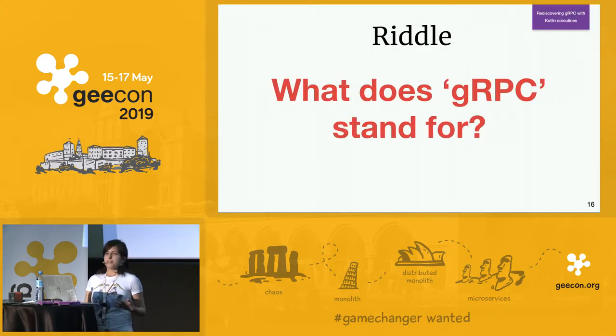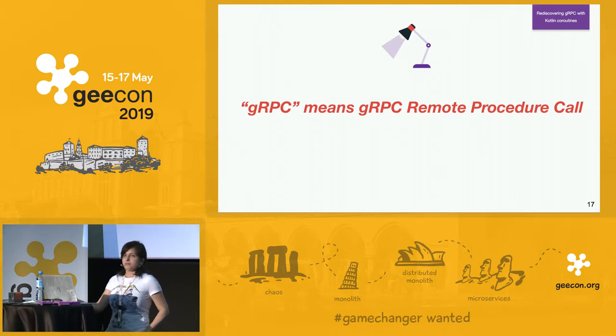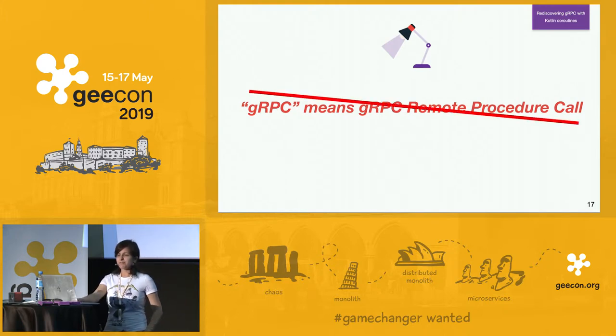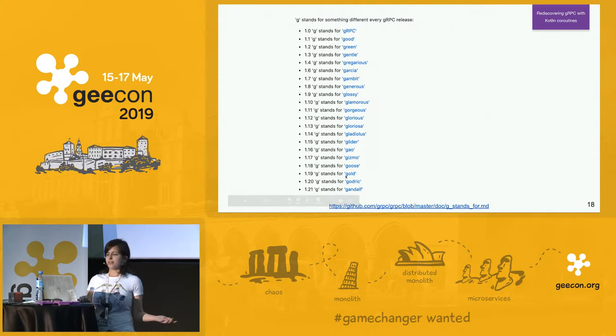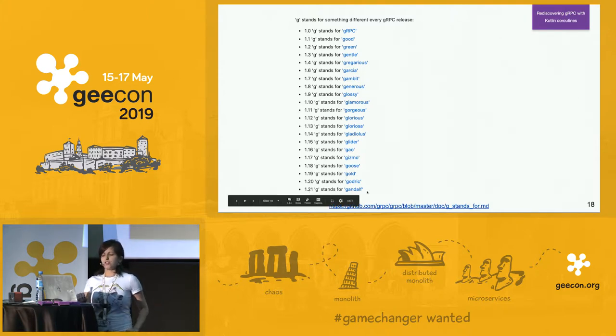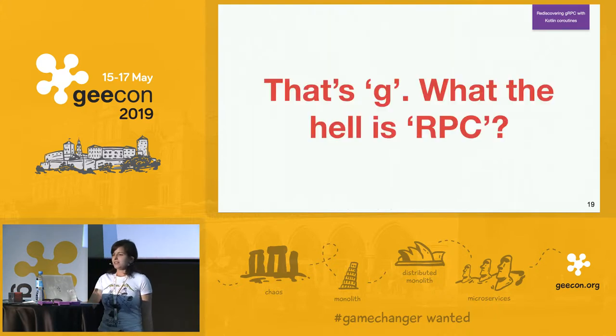Do you know what gRPC stands for? It's an acronym. For a long time, Google told us that gRPC means gRPC Remote Procedure Call. It's a recursive acronym. But they understood that this solution sucks, so it's not true anymore. And they decided to change the first letter in each new version. So the first version was gRPC, then it was good, green, gentle, and the 21st version is Gandalf. So maybe some day they'll run out of words starting with G and start to create their own. But that's G.